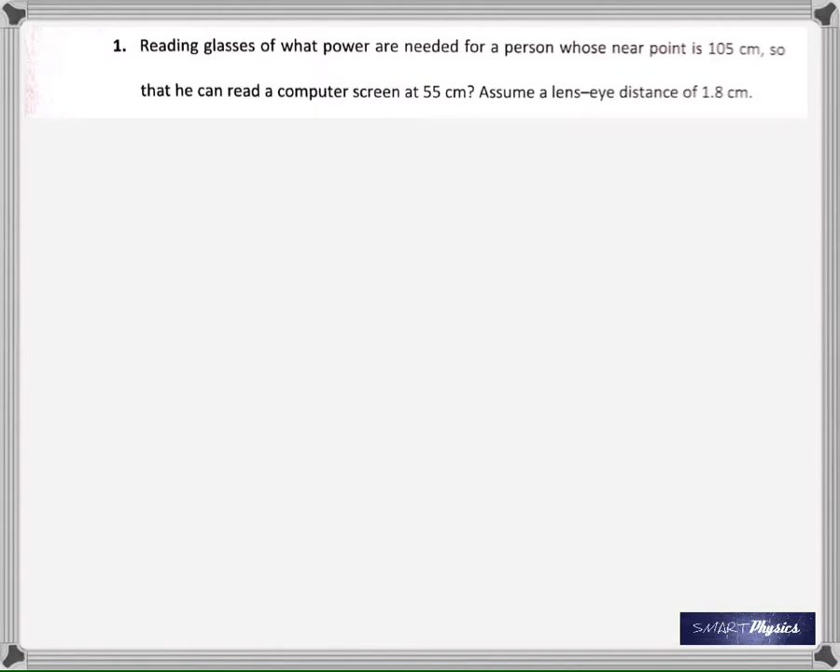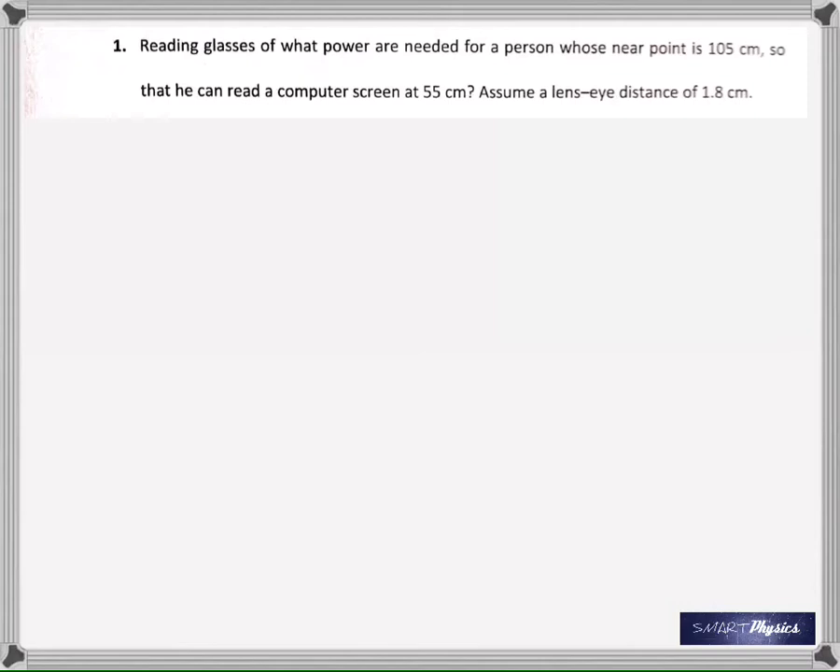The first question talks about reading glasses of what power are needed for a person whose near point is 105 centimeters so that he can read a computer screen at 55 centimeters. Assume a lens eye distance of 1.8 centimeters.